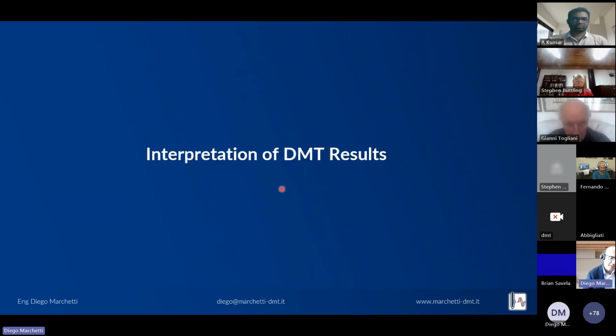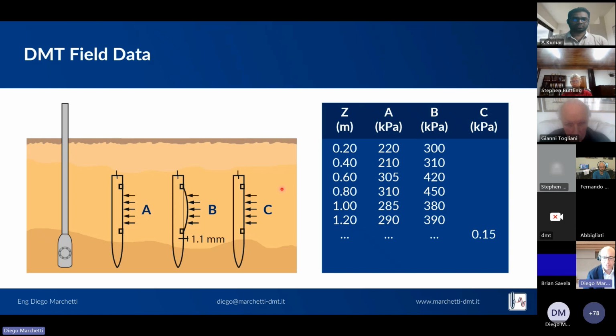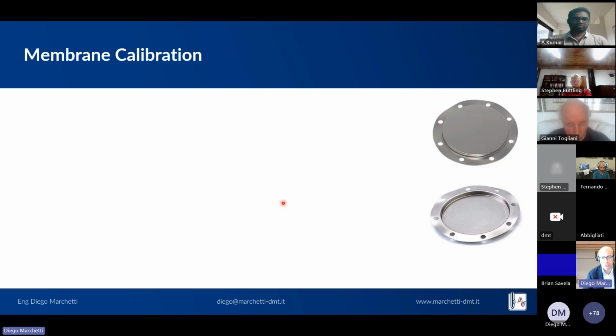Now that we have seen the introduction on the equipment, let's have a look at the interpretation of the results. We said that performing a DMT test consists mainly in performing A, B, and optionally C readings every 20 centimeters. Let's see how it is possible to obtain geotechnical parameters.